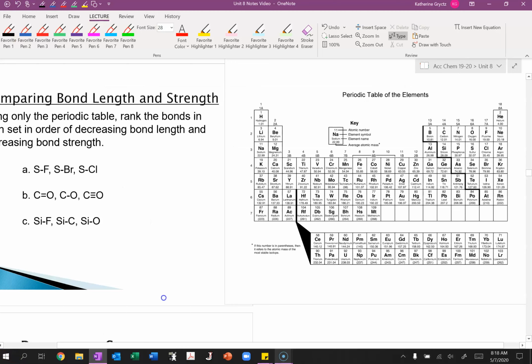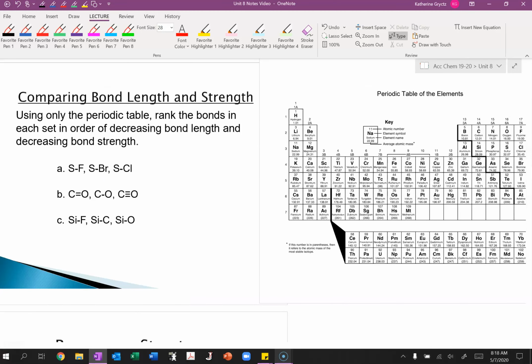All right, so the directions here say we're going to do two different rankings. So we're going to start on one. We're going to rank them in order of decreasing bond length. So bond length, that's what we're dealing with first. We're going to ignore the strength right now. But decreasing for that would mean long to short. That's what we're going to do first. Okay, so decreasing length would be the longest to the shortest.